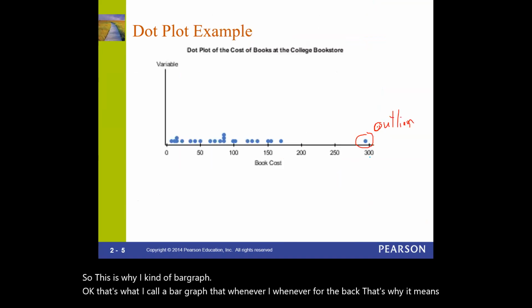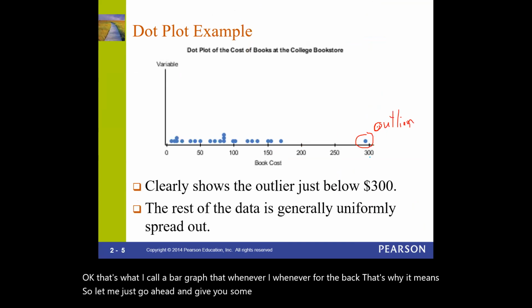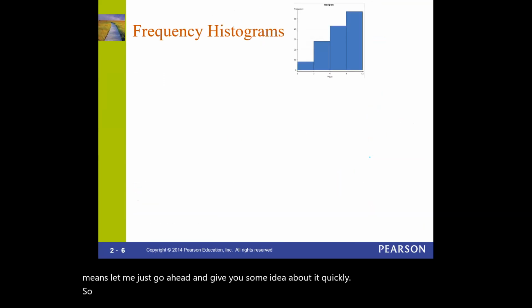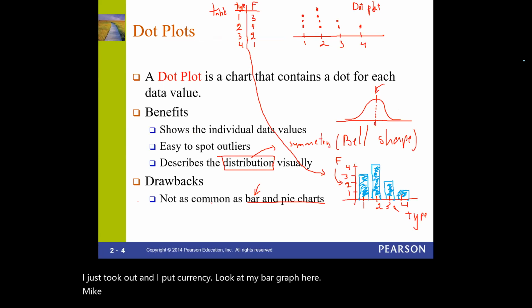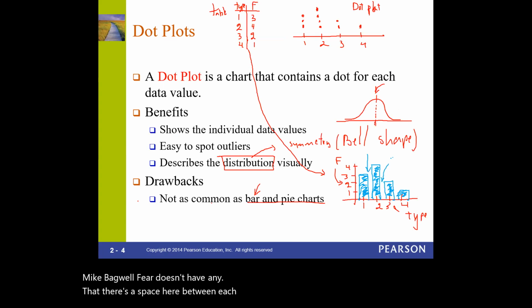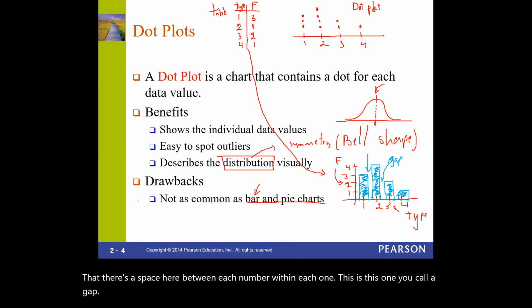Okay, so let me just go ahead and give you some idea about it quickly. This is also called a bar graph. Now I just put something that says frequency. I just talked about bar and I put frequency. Look at my bar graph here. There's a space between each number, between each one. This one we call a gap. There's a gap between each number.